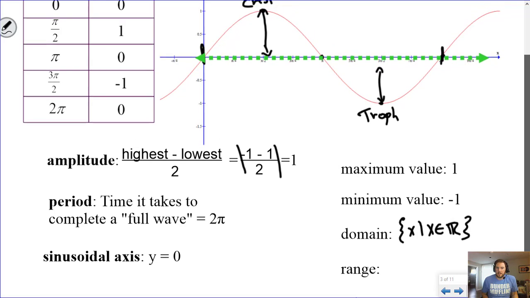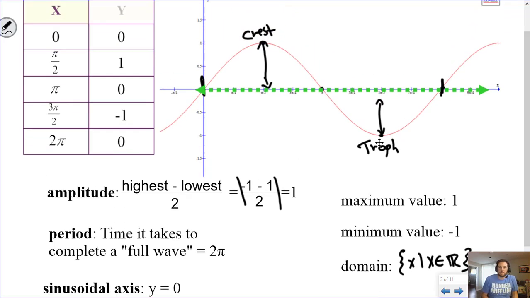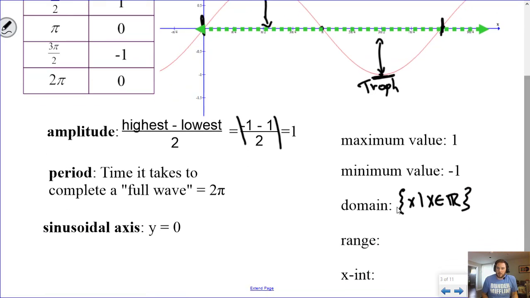Now, the range, on the other hand, if we take a look, what are the possible y values? Well, all y values for sine and cosine, or at least sine graphs, are going to be less than or equal to 1 and greater than or equal to -1. So that is our range. So it's y such that -1 is less than or equal to y, which is less than or equal to 1. But y is still a real number.